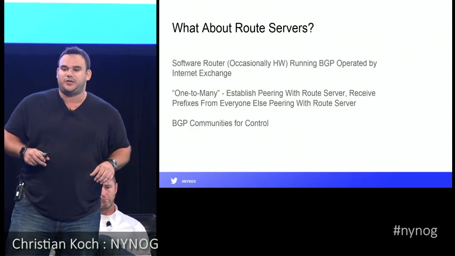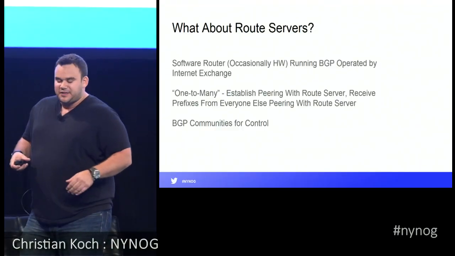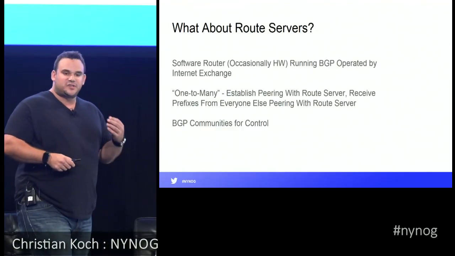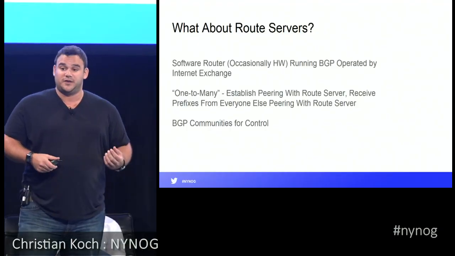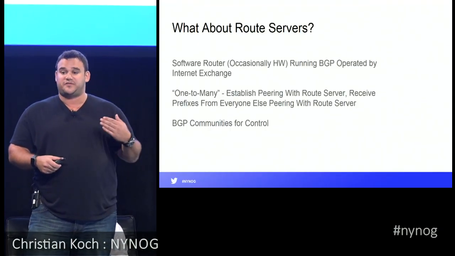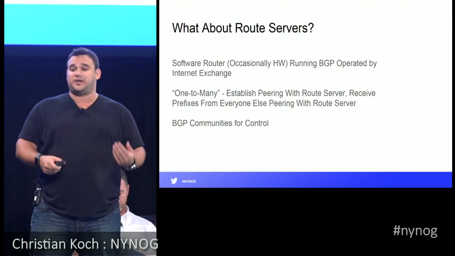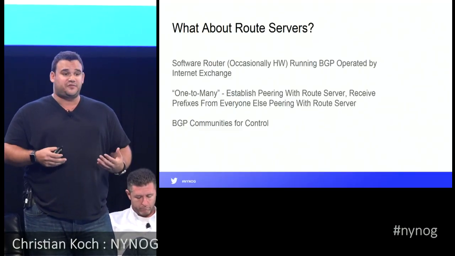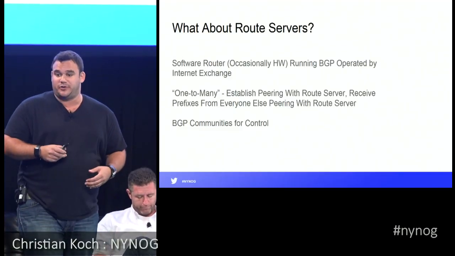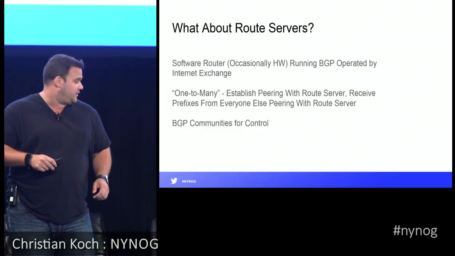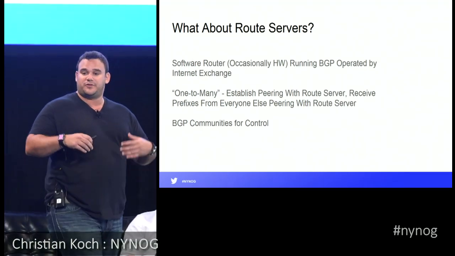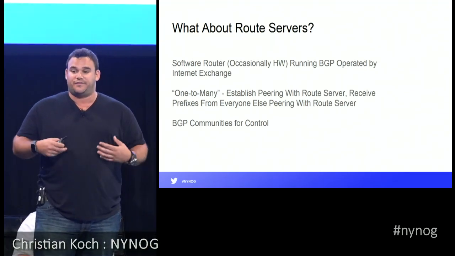It has BGP communities for control, which are basically tags that allow you to say what you want to do with that traffic. So if you want to accept routes from certain providers or you want to deny routes from certain providers when you're peering with that route server, you set those BGP communities and you can make that happen. And Ryan will touch on that a little bit more when he talks more about engineering for interconnection.